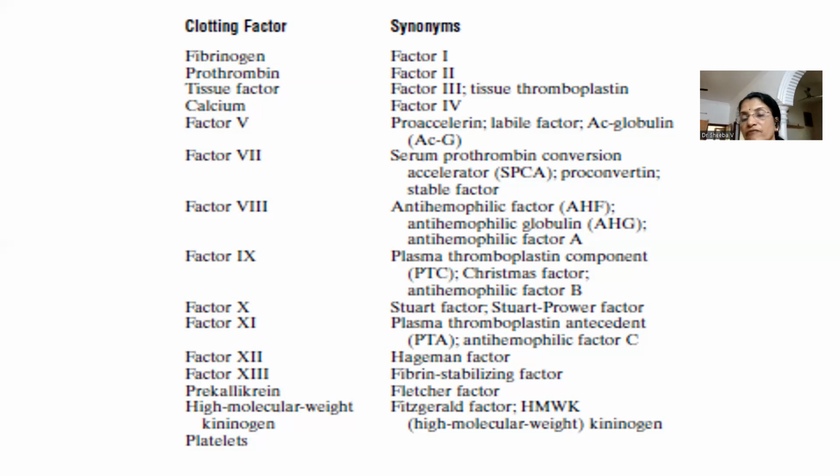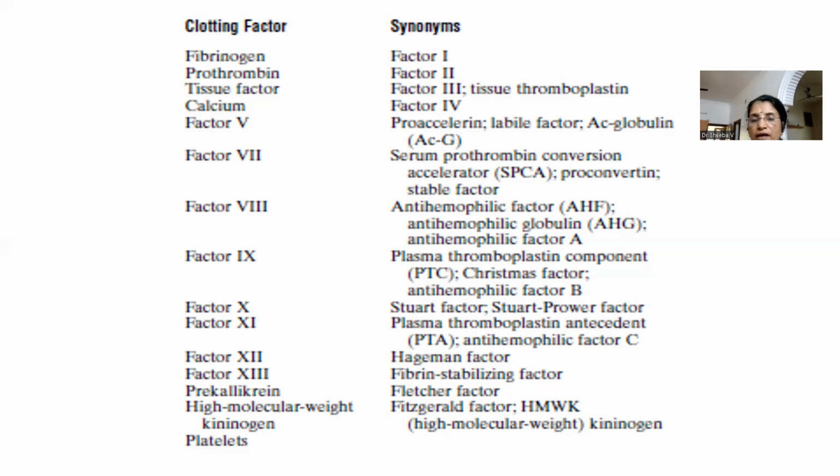Factor 8 deficiency, factor 9 deficiency, and factor 11 deficiency can cause hemophilia. Among these, the most important one is factor 8. Factor 12, Hageman factor. Factor 13, fibrin stabilizing factor. Beyond this, there are some other factors like prekallikrein, also known as Fletcher factor, high molecular weight kininogen, and platelets. Okay, these are the important clotting factors.